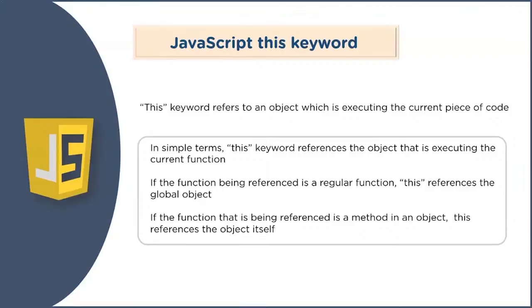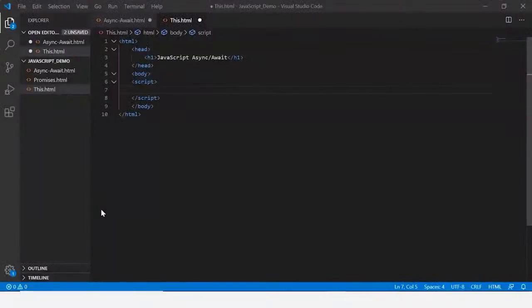And if the function that is being referenced is a method in an object, then the this keyword references the object itself. So to help you understand the concept better and to clarify all your doubts, let's look at a simple demo. So here in VS Code, I've created a file called this.html. Alright, you can give it a name of your choice.